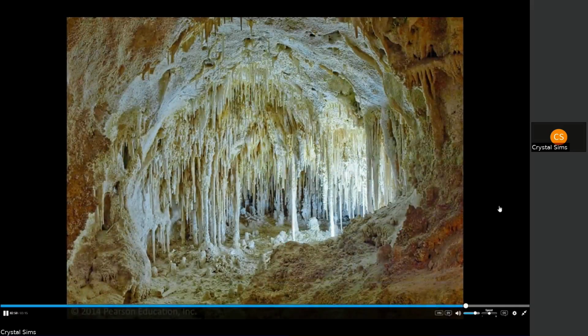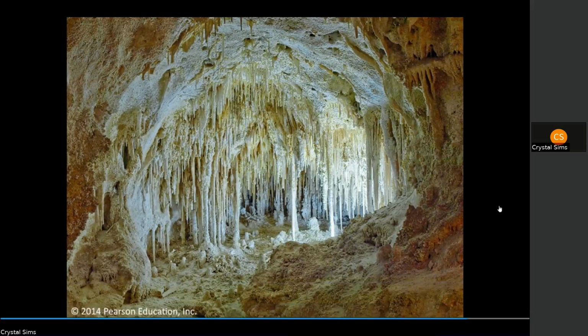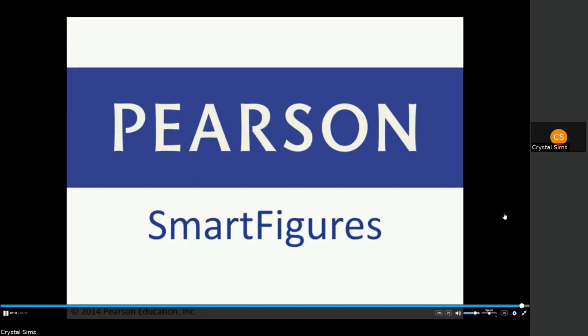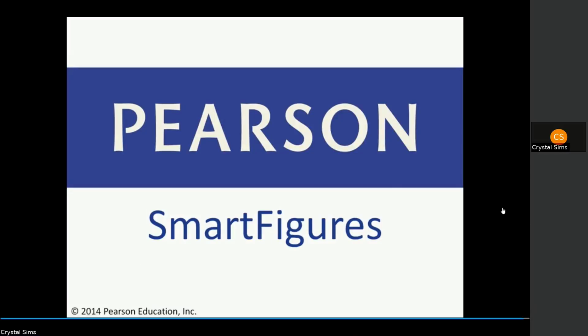Okay, is this an example of evaporation, infiltration, or runoff? Well, hopefully you identified this as a cave, and you know that caves are underground. Caves are carved by groundwater, and so the water would have had to have infiltrated in order to produce this cave, not run off or re-evaporated. Good job. Thanks very much for your attention. This has been another Smart Figure.